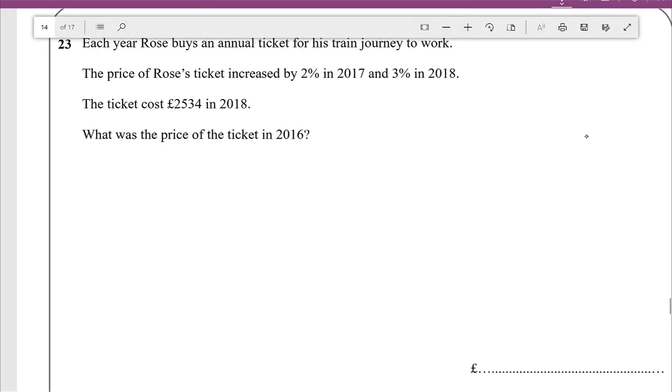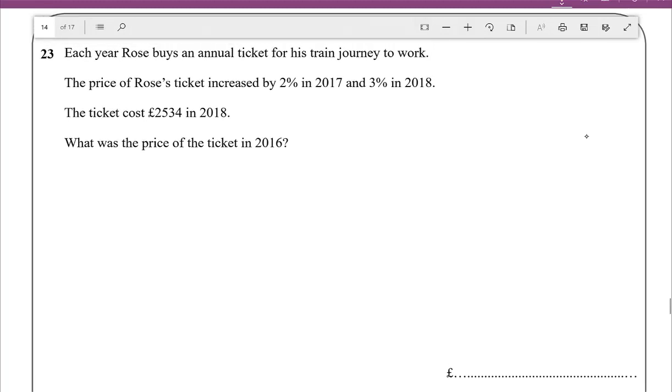Let's go to question 23. Now, each year, Rose buys an annual ticket for his train journey to work. The price of Rose's ticket increased by 2% in 2017 and 3% in 2018. The ticket cost £2,534 in 2018. What was the price of the ticket in 2016? Now, we can clearly see the price, so let's underline this important information: 2% in 2017 and 3% in 2018, and the ticket cost £2,534 in 2018.